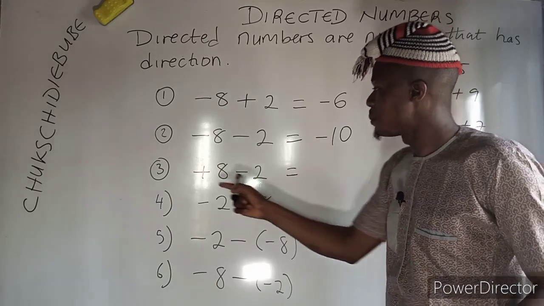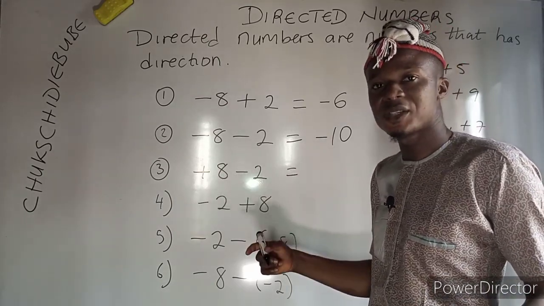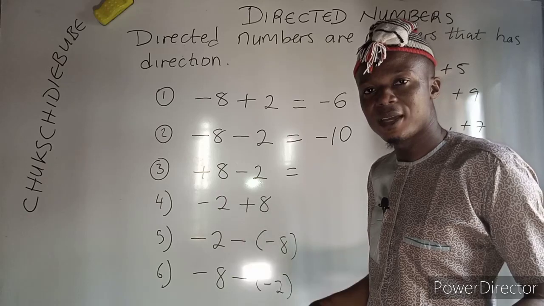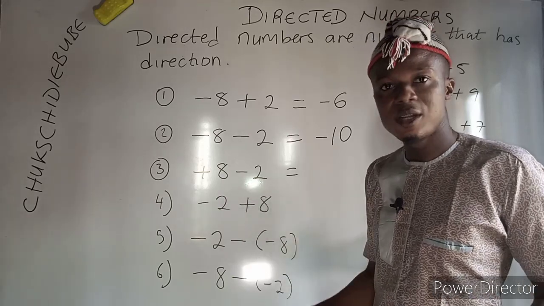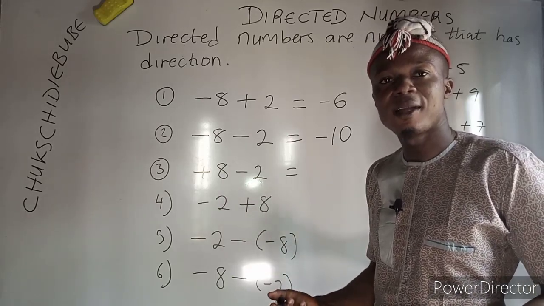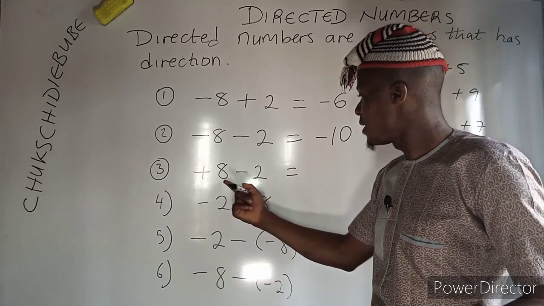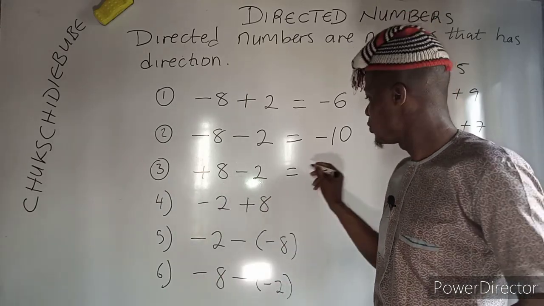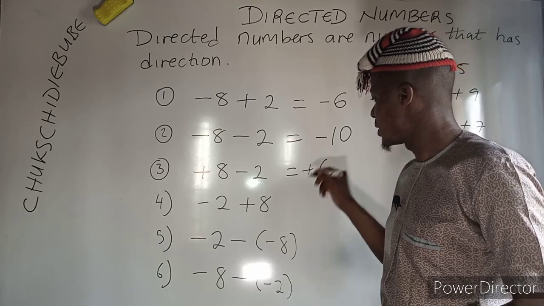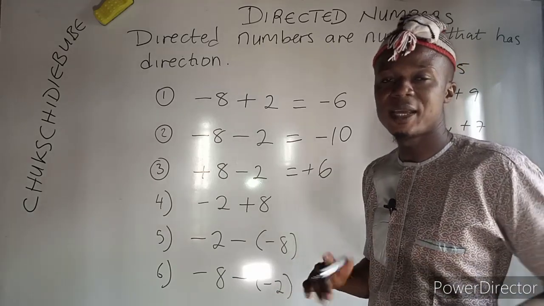And the third one is plus 8 minus 2. This one is just simple. Plus 8 is that you have 8. Minus 2 is that you are owing 2. From the 8 you have, you can easily dash the person 2. If you pay 2 from 8, you are left with just 6, or you call it plus 6. Whether you write 6 or plus 6, they are equivalent.